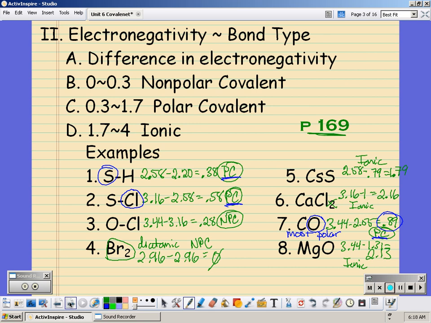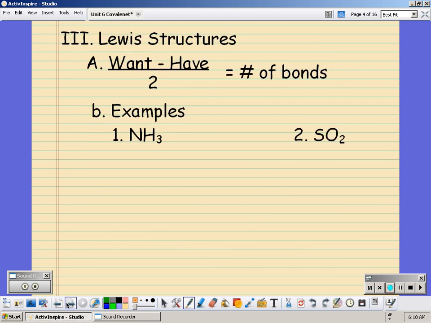A Lewis structure helps us determine what the shape of the molecule is. So it also determines the polarity of the molecule. To figure out how our atom is structured and if there is a double bond or a single bond or a triple bond, we use the formula want minus have divided by 2 to tell us how many bonds we have. This is not something in your reference table, it's something that you have to remember.